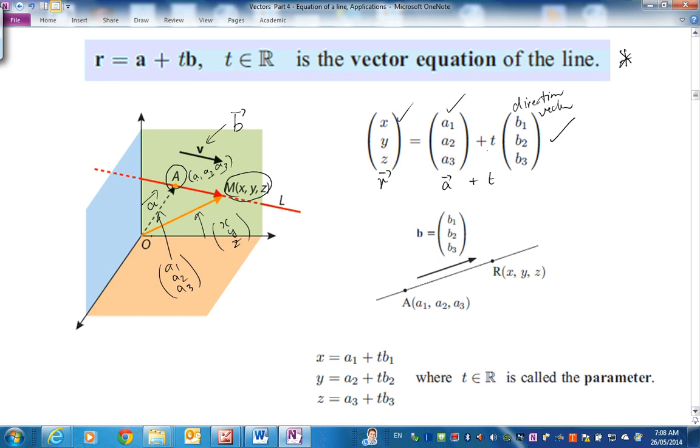Okay, and you must be on it, so it's t lots of direction vector b. That's what we're doing, a fairly simple notion. Having a look at this graphical summary: any point A on the line, we travel out to it, so it becomes the vector a1, a2, a3, travel out, and then travel t lots of b, and we will generate all points on the line by doing that process.